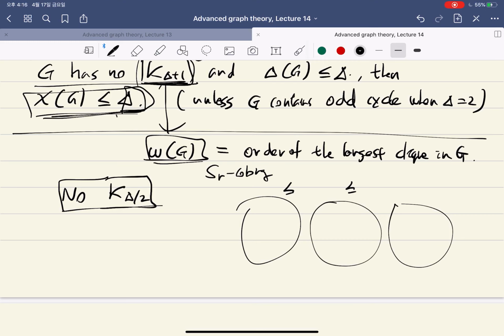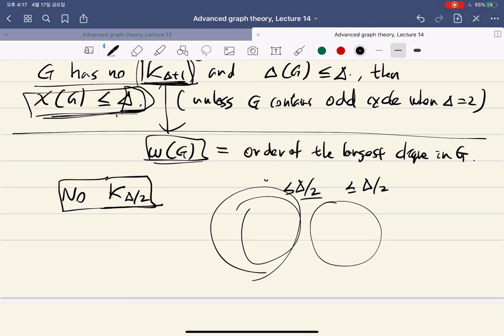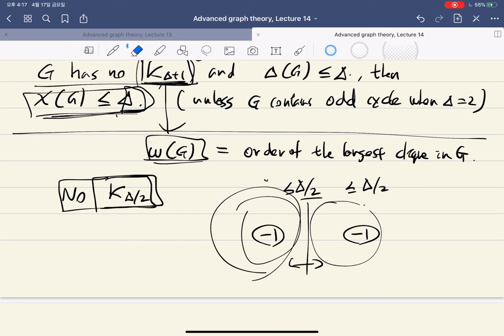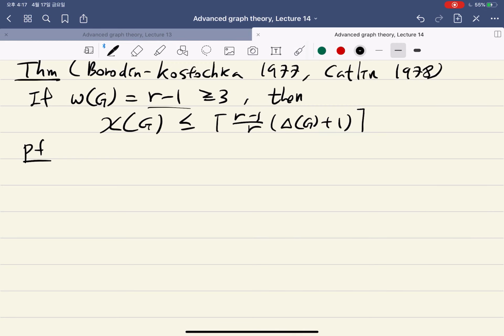So in this case, we can partition the graph into 2, so that this has maximum degree at most delta over 2 and this has maximum degree delta over 2, and then has no K of delta over 2. So Brooks' theorem saves 1 here and Brooks' theorem saves 1 here. And then we just combine the colorings. So this can be colored by delta over 2 colors, and this can be colored with one less color than the maximum degree plus 1, and maximum degree plus 1. So that's the basic idea.